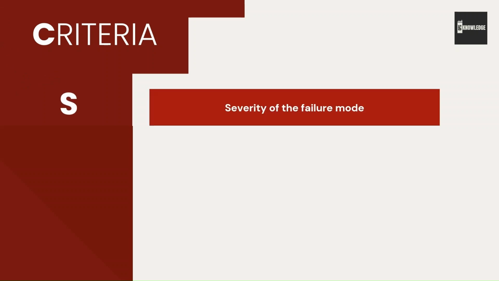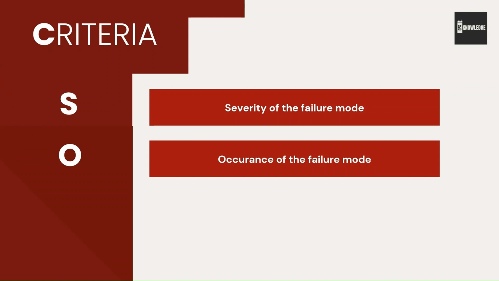In this, we have 3 symbols which are to be understood and remembered. The first one is S, that stands for severity of the failure mode, that is, how much impact a failure mode could have on your design or your process. O stands for the occurrence of the failure mode, that is, how frequently the failure mode is occurring in the whole process.